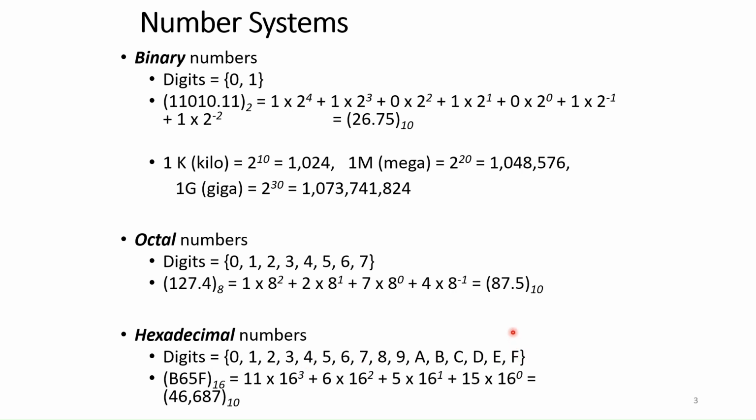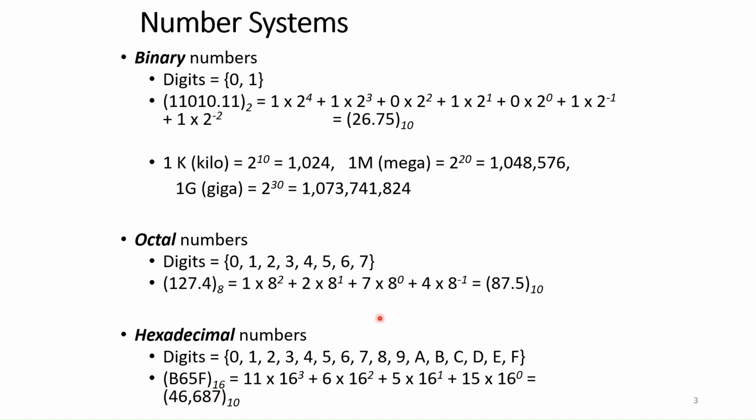Total 16. And the value of F is 15. So from here it is 10, 11, 12, 13, 14, 15. 0 to 15, total 16 digits in hexadecimal number system. Now this number B65F with a subscript 16 is a hexadecimal number, and what is its decimal equivalent?